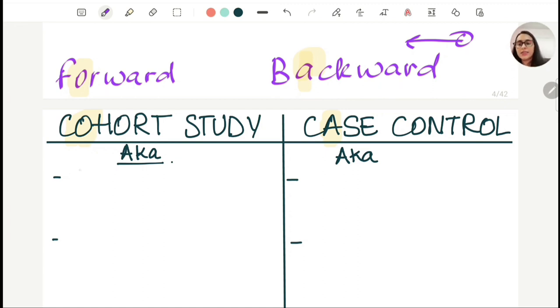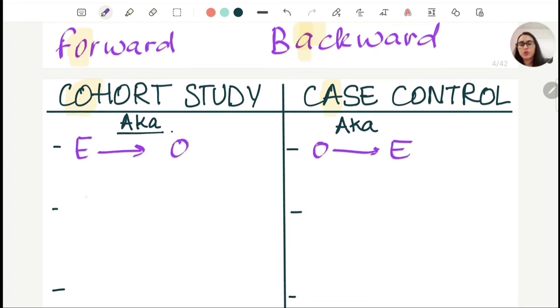In case of cohort study, we go from exposure to the outcome of the disease, so it is also known as exposure to outcome study. In case control study, we go from the outcome, that means the disease has occurred, and then we find the exposure or the cause of the disease. So cohort study is also known as cause to effect study, also known as risk factor to disease study.